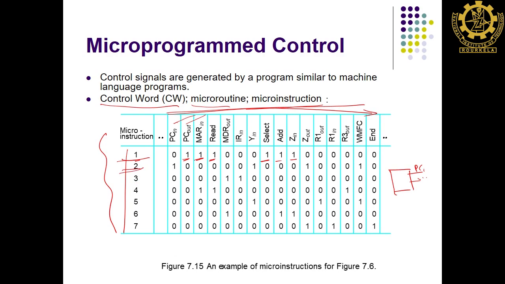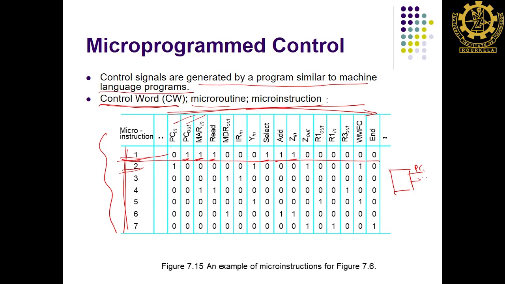If the machine has 256 instructions, there should be 256 different sequences, that is 256 micro routines. A sequence of steps we say will form a program. Here we will call it the micro program, or the micro routine. This is nothing but a micro routine, and this is something called a micro instruction, and this entirely is called the control word. The control word consists of 0 and 1: if it is not activated it is 0, otherwise it is 1. So, control signals are generated by a program similar to a machine language program.